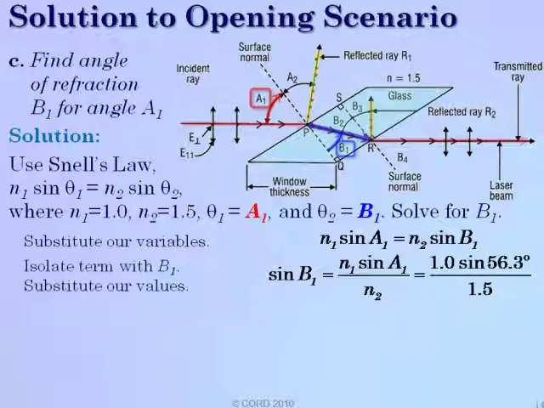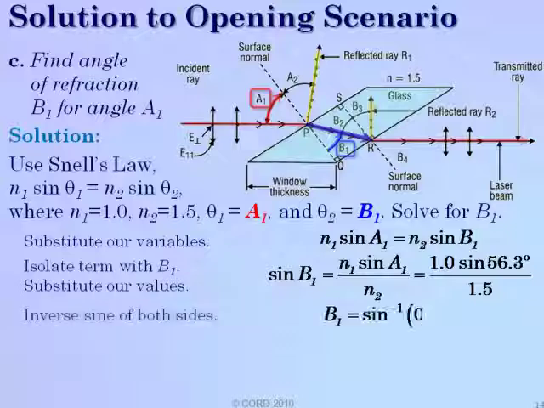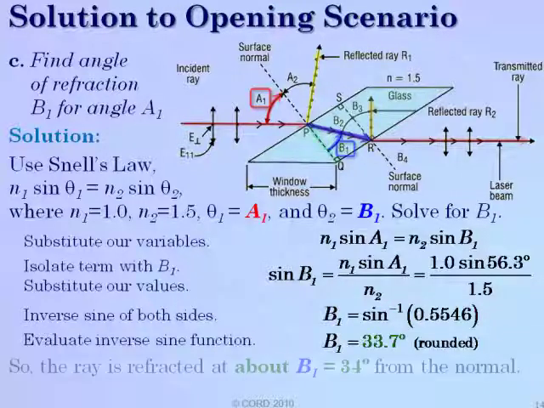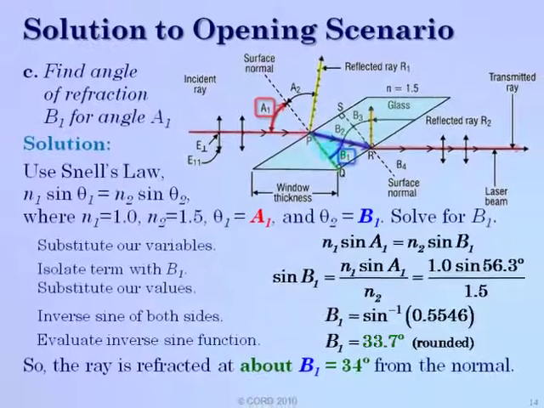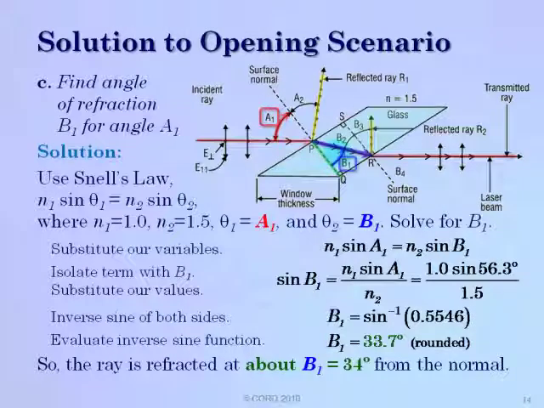So we need to isolate that term with the B1 in it. Since it's multiplied by n2, we're going to divide both sides by n2. And sine of B1 will equal n1 sine of A1 divided by n2, which we can now plug those variables in and calculate. We'll take the inverse sine of both sides, since we don't want sine of B1, we want B1, just like we took the inverse tangent. And the inverse sine of 0.5546 is about 33.7 degrees. So the ray is refracted inside the glass at about 34 degrees from the normal.